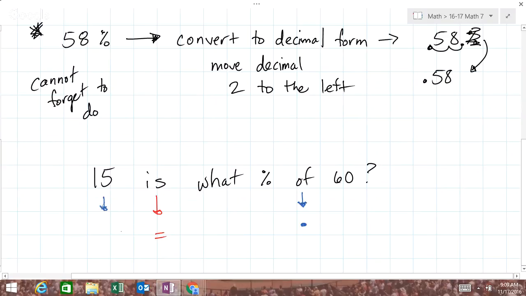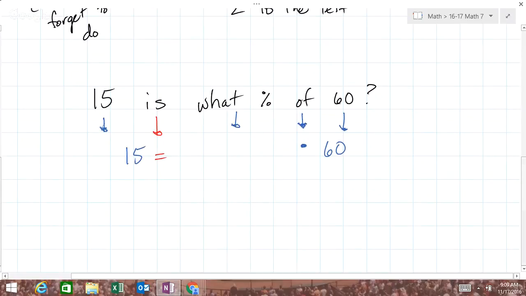We know what this is, so we're going to go ahead and bring 15 down. We're going to bring the 60 down. What are we going to put in place for what percent? Do we know it? If we don't know something in math, what are we going to replace it with? X, a variable. So it could be X, it could be N, it could be M. Depends upon you. Does that make sense? All right, so here we go. Now we have an equation.